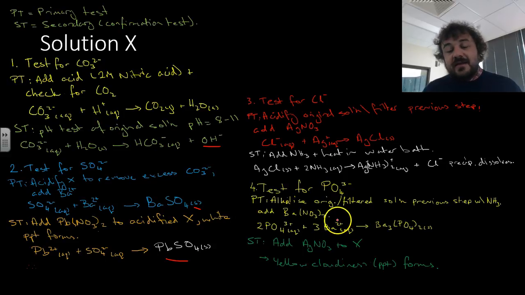If we add silver nitrate to our original solution, again, yes, that's what X means. A yellow precipitate will form if there are phosphate ions. Alright, I hope that made sense.